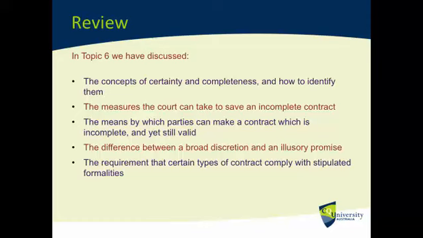So at this point, you understand the formation of contracts. You can look at circumstances where there is purported to be a contract, and you can at least answer the question, is there a valid contract?